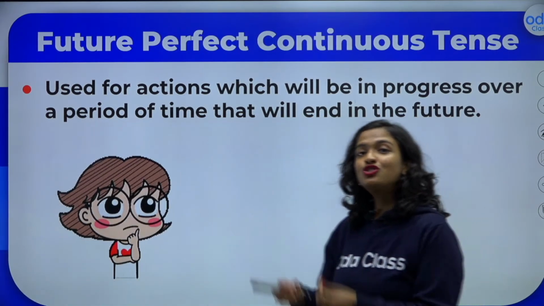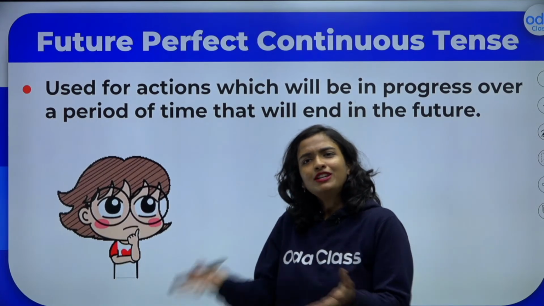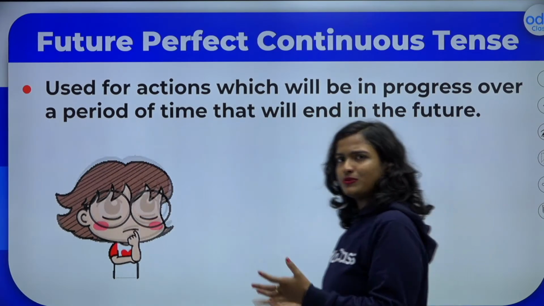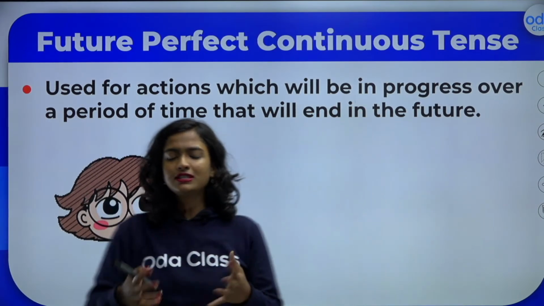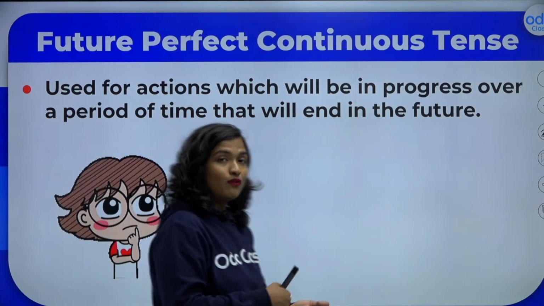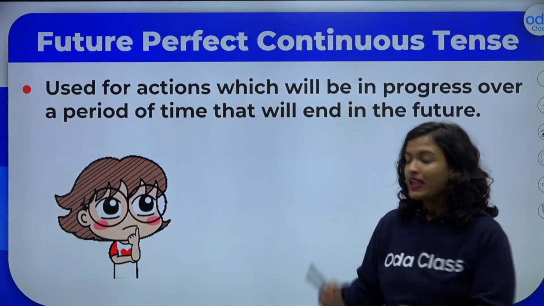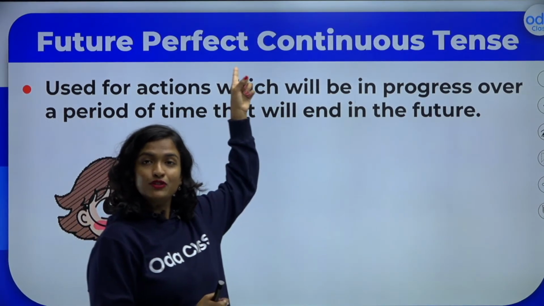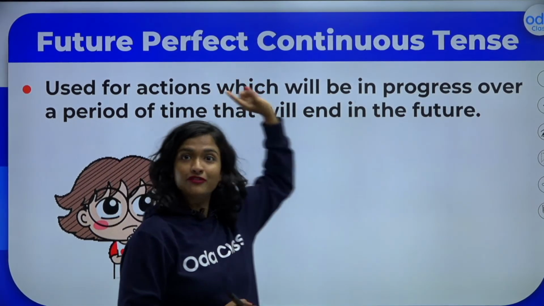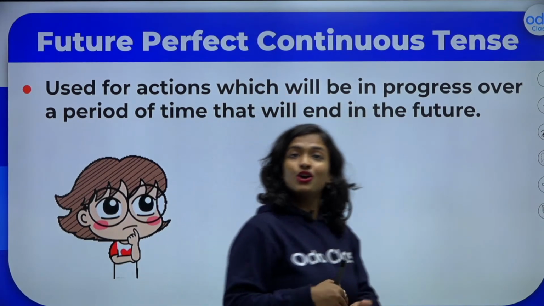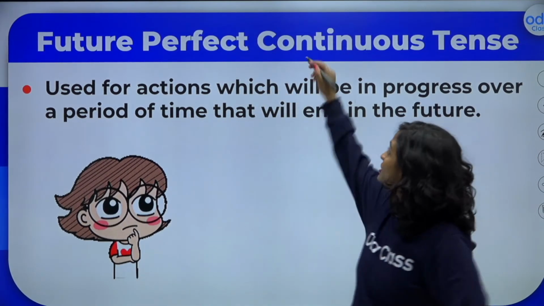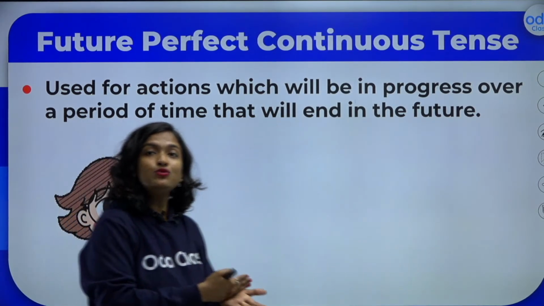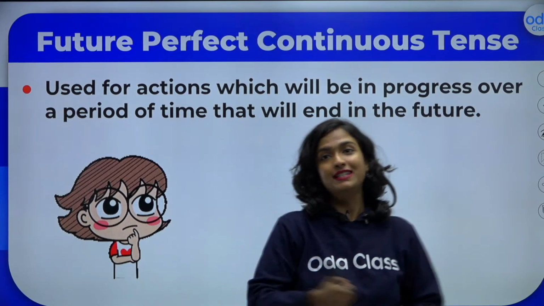Now, the future perfect continuous simply joins both of these, right? So, when we have our future perfect continuous tense, we use it for actions that will be in progress over a period of time in the future and which will also end in the future, okay? So, they end in the future, that gives us our perfect tick mark, and they will be ongoing in the future as well, which gives the tick mark for continuous. That's why this tense is called the future perfect continuous tense.